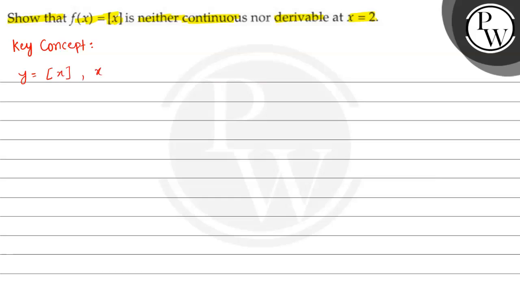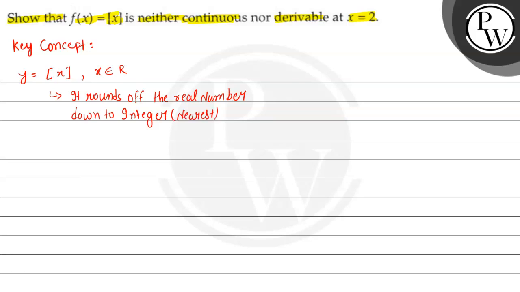Here this x belongs to real numbers, so the output is that it rounds off the real number down to the nearest integer, that is the nearest integer less than the given number. We see an example.